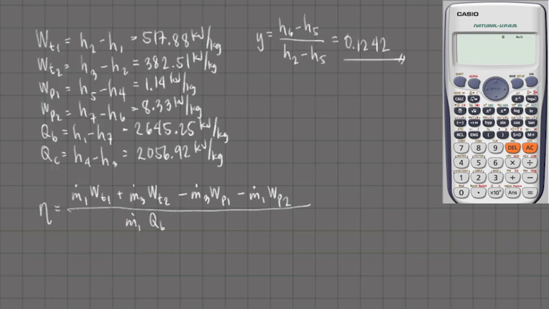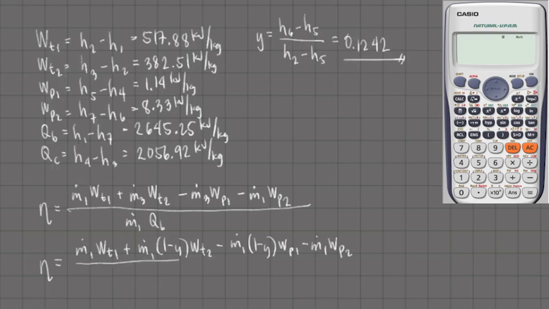This equation can now be rewritten as mass flow rate 1 WT1 plus mass flow rate 1 minus Y WT2 minus mass flow rate 1 minus Y WP1 minus mass flow rate 1 WP2 all over mass flow rate 1 QB. You can now see the utility of expressing our equation in terms of Y. We can now cancel M sub 1. M1 cancels. We are now left with parameters that we already have values for.